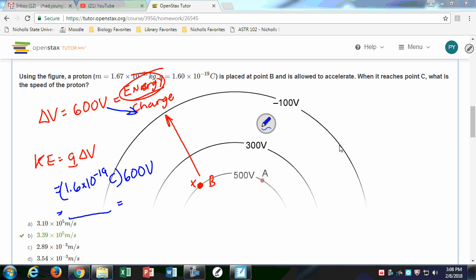And then I set that equal to 1/2 mv squared. I know the mass because it's a proton. It's given here. But on the test, I won't give that to you in the problems. You just need to know, oh, this is a proton. I know its mass and its charge. All right?